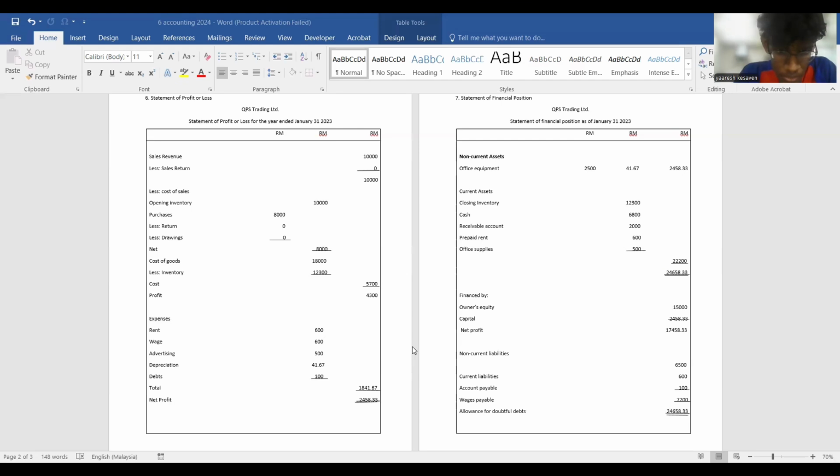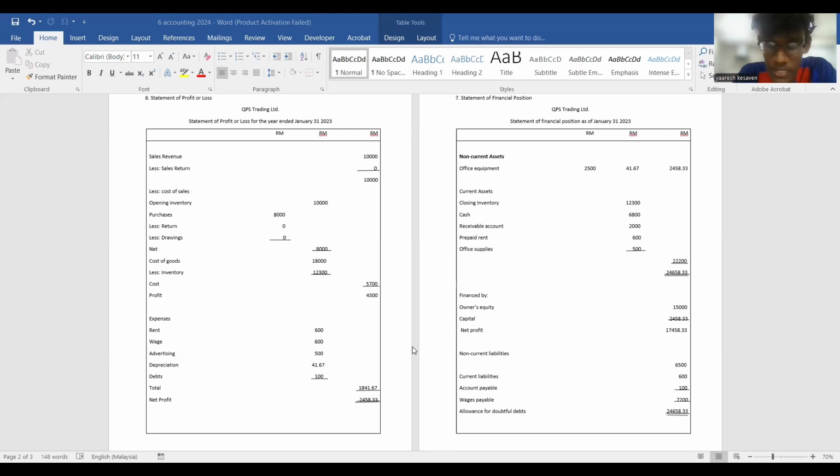And then from the 4,300, we will be minusing this amount of 1,841 ringgit, and we will be getting a net profit of 2,458 ringgit 33 cents. So moving on to the next question, the statement of financial position.